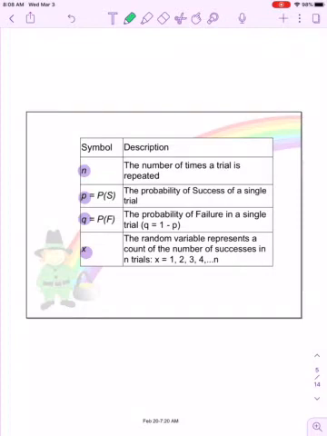So n is how many times your trial is repeated. So how many times are you going to roll the die? How many times are you going to pick a card? Whatever it is, that's the set number.